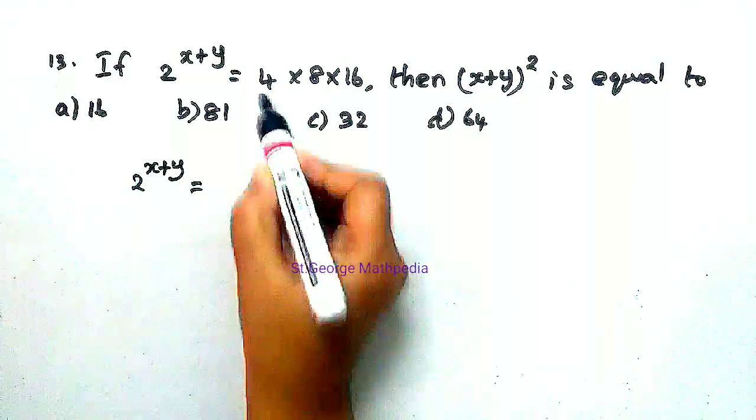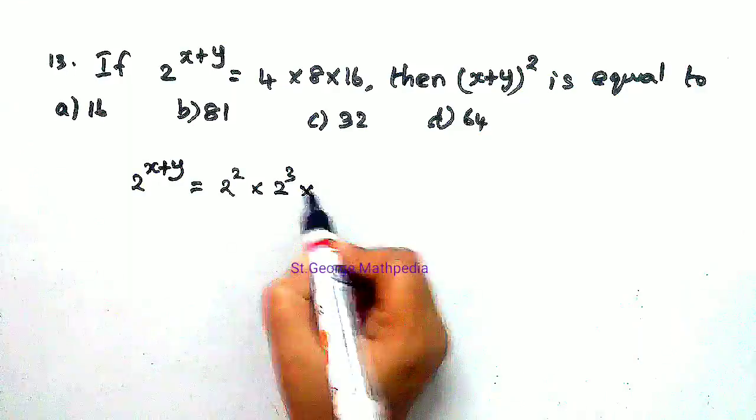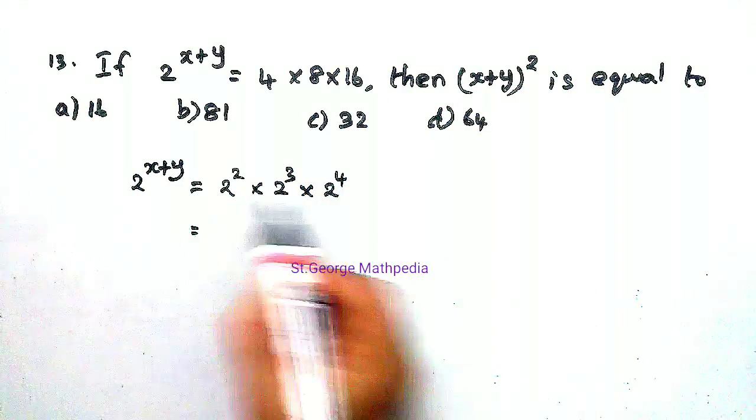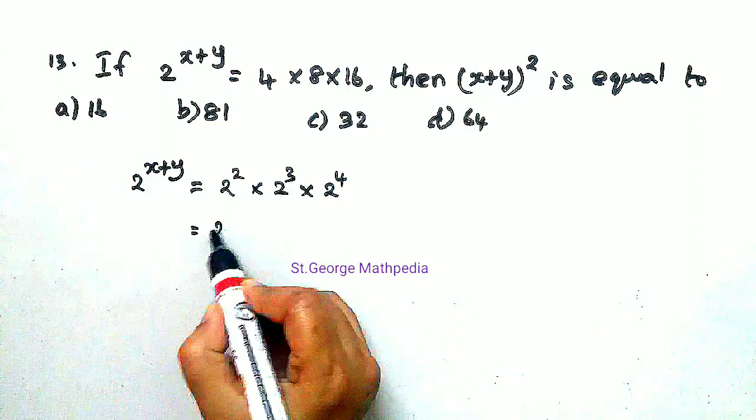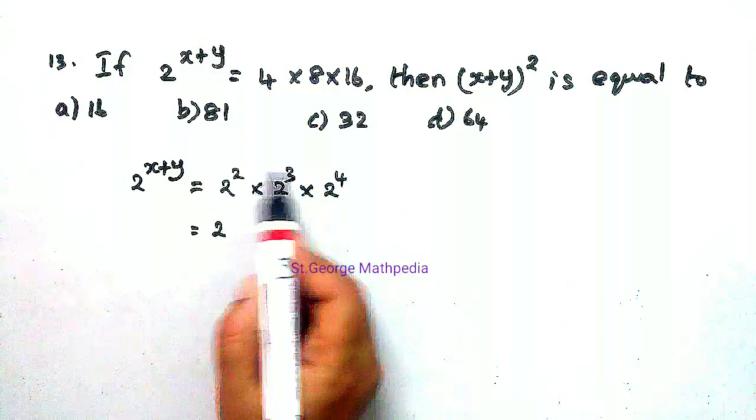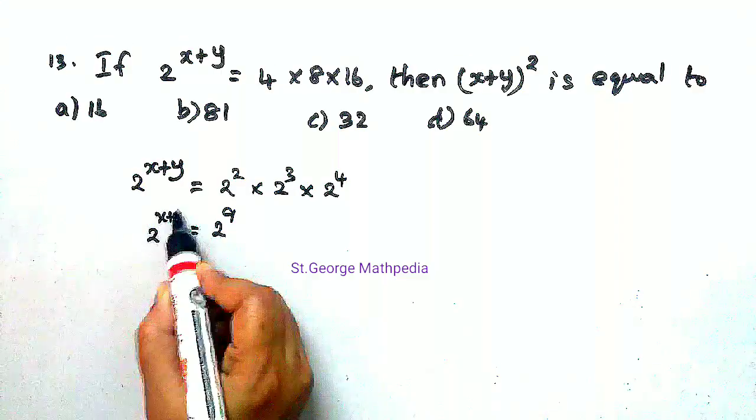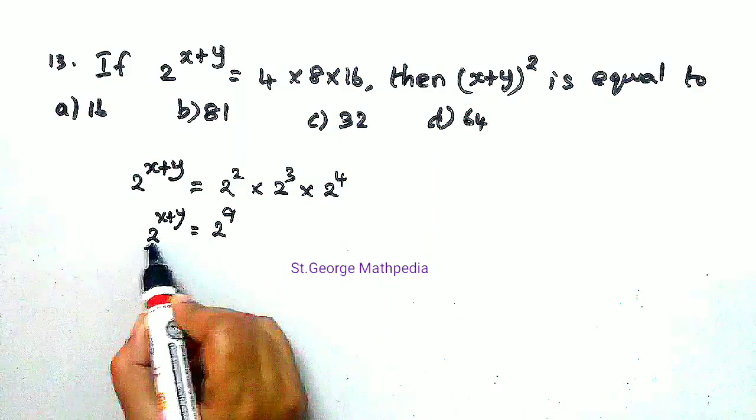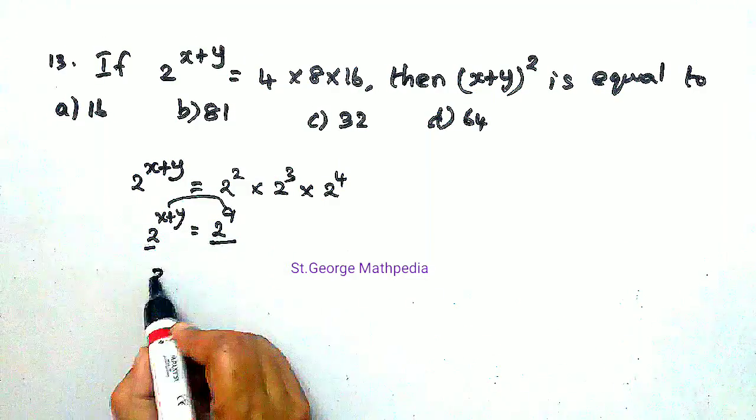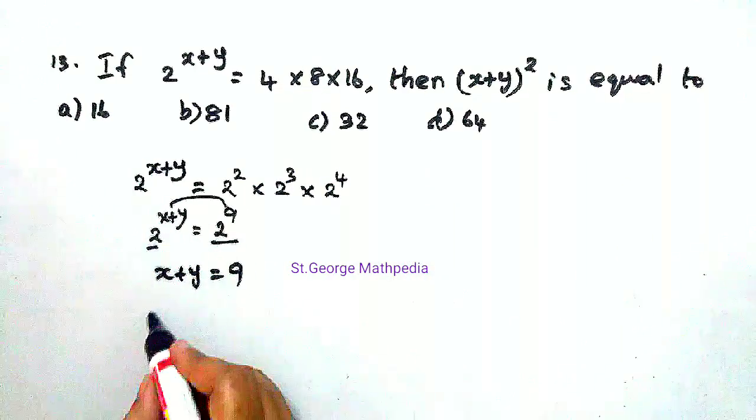Now this is 2 to the power x plus y, so you should make this multiplication a 2 power term. So 2 to the power of x plus y is equal to 4, you can write it as 2 square, and 8 is 2 cube, and 16 is 2 to the power 4. Now everything has the same base and the terms are in multiplication, so you can add the powers, right? 4 plus 3 plus 2 is 9. So 2 power x plus y is equal to 2 power 9. You are having the same base, so you can equate the power. x plus y is equal to 9.